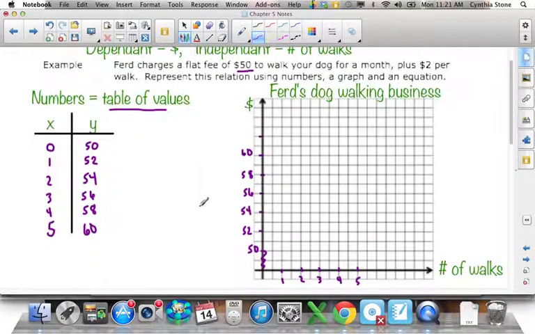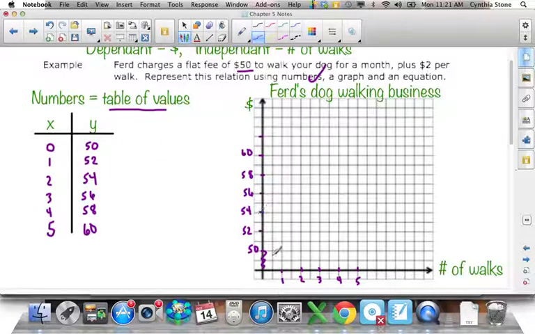So I made a table of values. I made my graph here. This is to represent it using numbers. Done. Now I just assumed 5. Obviously, you could choose 0, 2, 4, 6, 8, 12, whatever. You could do it forever. But I just chose 0 to 5. So that's done. And a graph and an equation.